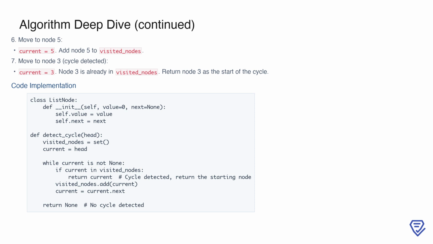We define a ListNode class to represent nodes in the linked list. The detect_cycle function begins by initializing an empty hash set called visited_nodes and a pointer, current, set to the head of the list. The while loop iterates through the list as long as current is not null. If the hash set contains the current node, we return it as the starting point of the cycle. Otherwise, the node is added to the hash set, and current is advanced to the next node. If the loop terminates without detecting a cycle, the function returns null, indicating no cycle is present.